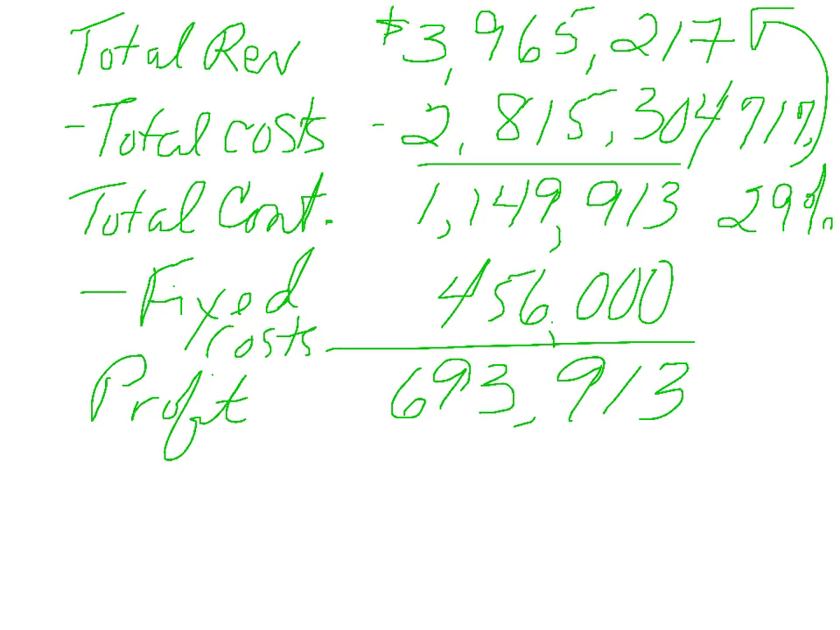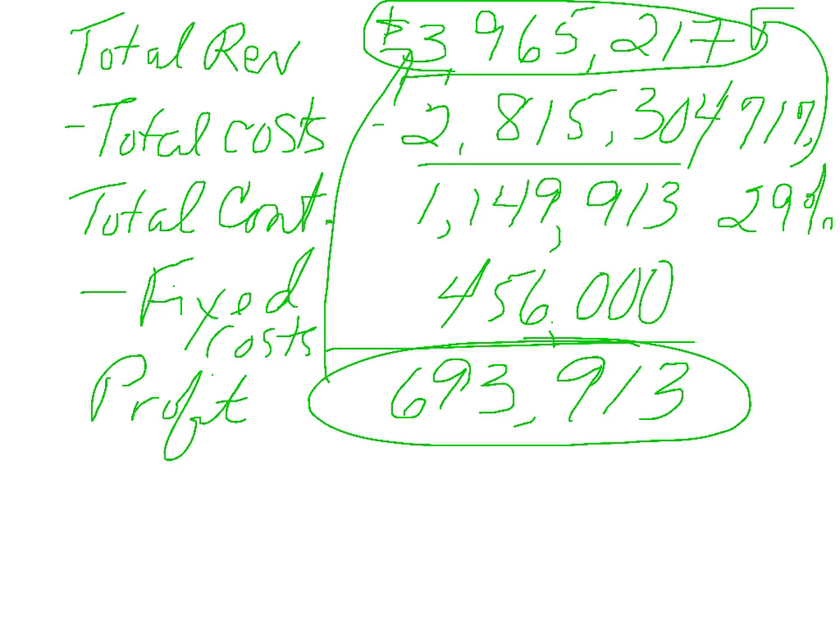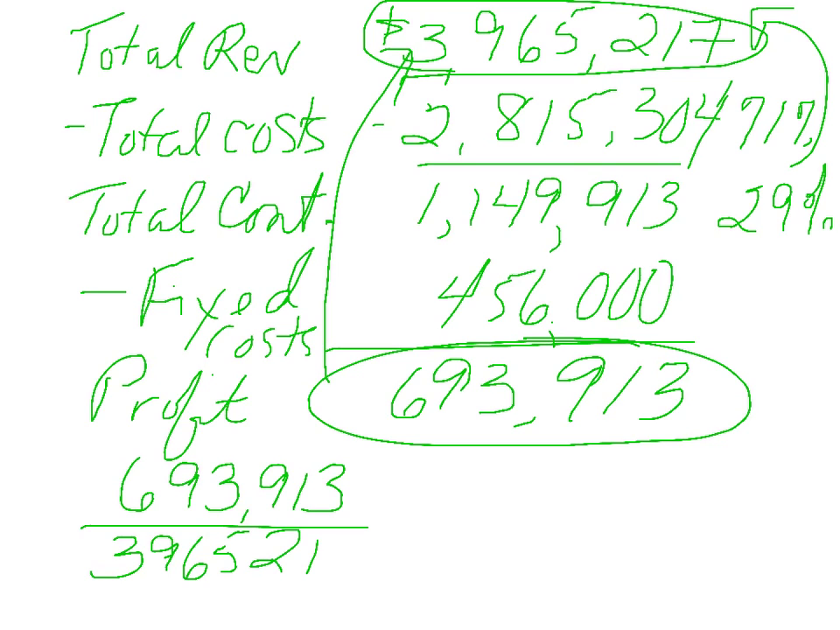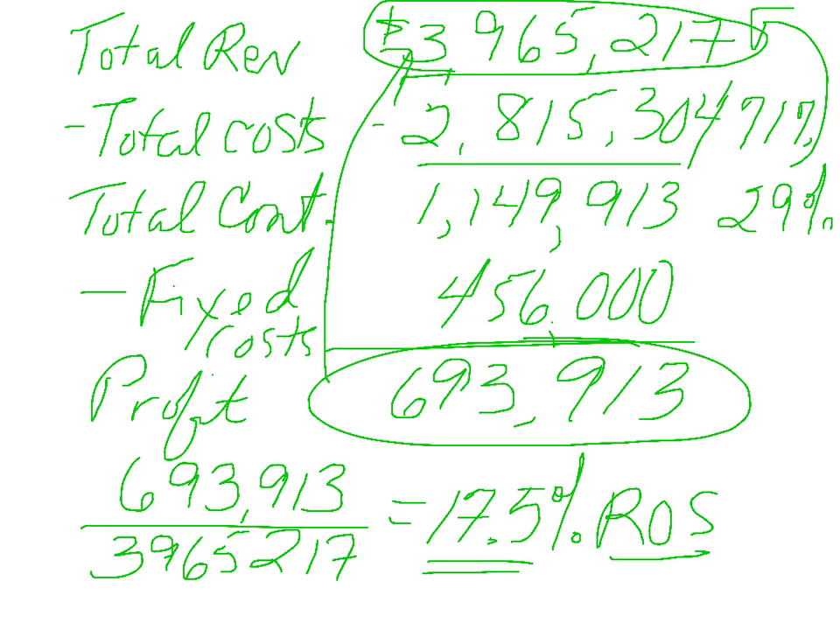And what we're left with is our profit, in this case 693,913. Now, if this number is 17.5% of this number, then we haven't made a mistake. So 693,913 divided by sales indeed is 17.5%, and that's your ROS. Return on sales is simply your profit divided by your sales.